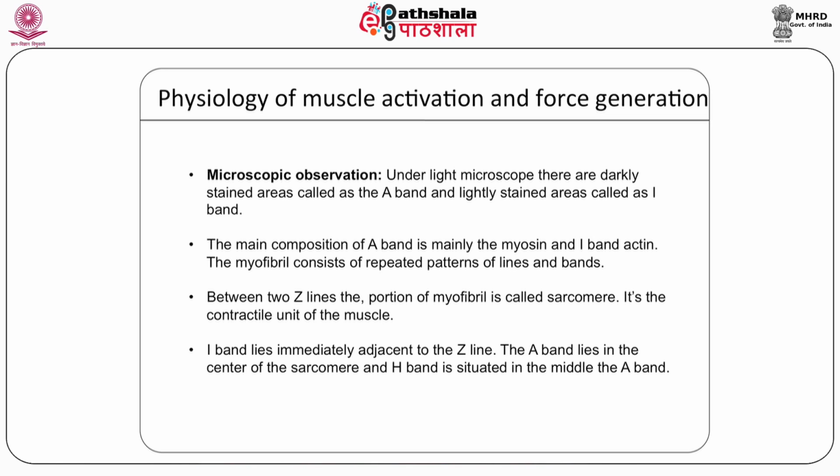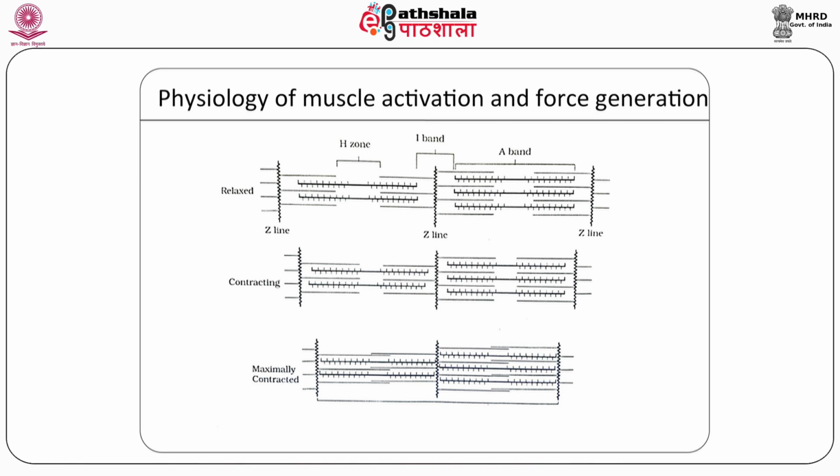Now, if we see a muscle under the microscope, we find that under the light microscope there are darkly stained areas called the A band and lightly stained areas called the I band. The A band is composed mainly of myosin and the I band of actin. The myofibril consists of repeated patterns of lines and bands. Between two Z lines, the portion of the myofibril is called the sarcomere. It is the contractile unit of the muscle.